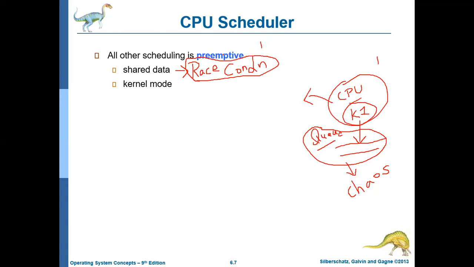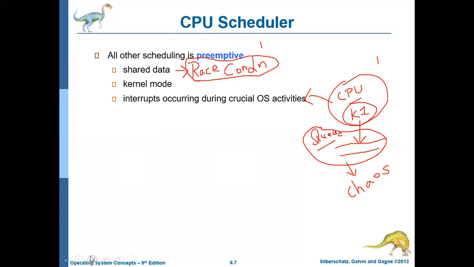Okay, so this is the second problem with preemptive scheduling. And the third problem is what happens when an interrupt occurs. If the operating system is doing some crucial activity, and during that time there is an interrupt.